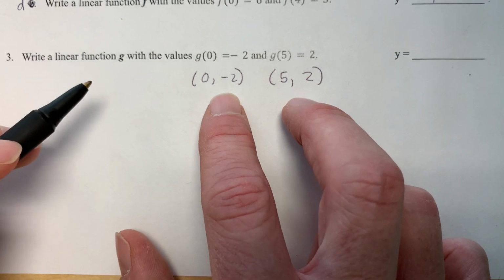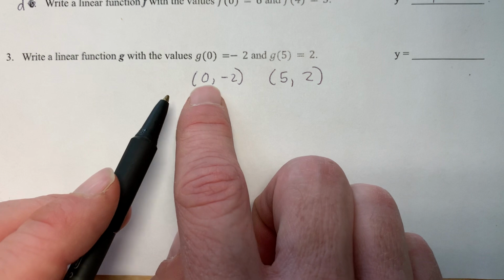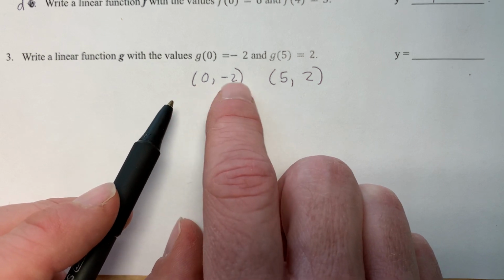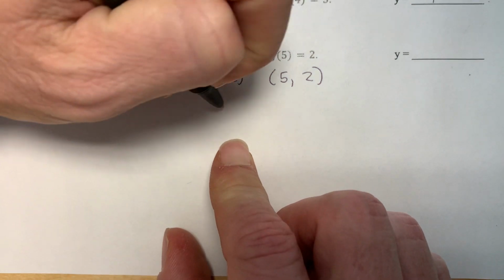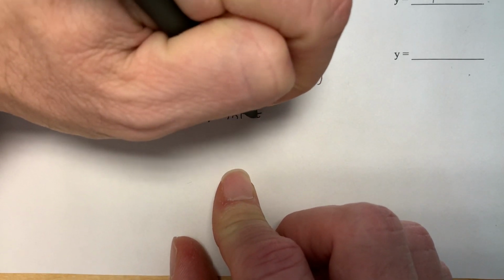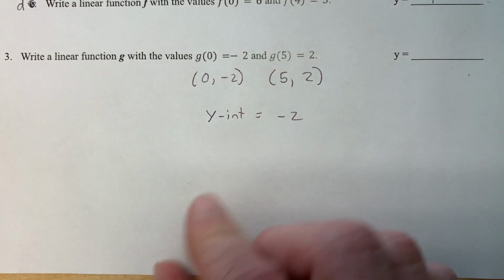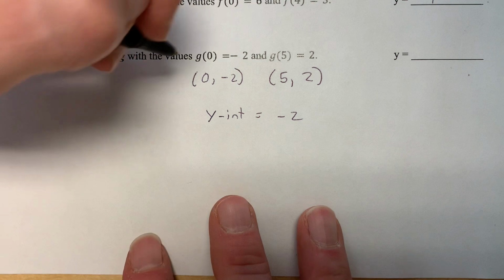So our next job would be to figure out the y-intercept. And the one that has the 0 gives us the y-intercept. So our y-intercept will be negative 2. So our y-intercept equals negative 2. So the next thing we need to do is figure out the slope. So now we'll do the slope formula.